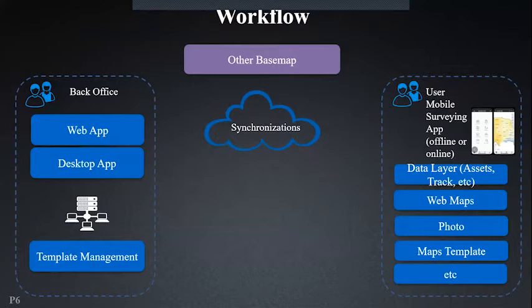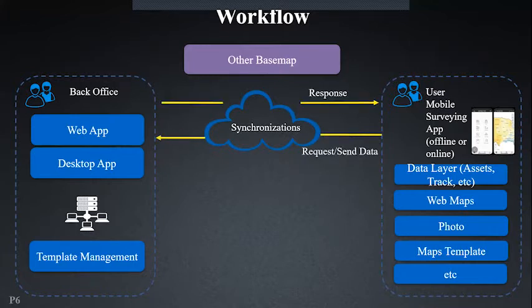So here, I will show you a simple workflow to help you easily understand how these applications work in an operational case. As you can see, the field workers use the mobile applications to collect the data. The applications include data layers, web maps, photos, or even map templates. And the field worker can use the application offline and online. If they use it offline, later when they have a connection, they can synchronize the data and send it to the back office. So what does the back office do in this case? The back office can manage the map templates for the field workers so that the field workers already know which data needs to be collected or updated and which information needs to be inputted.